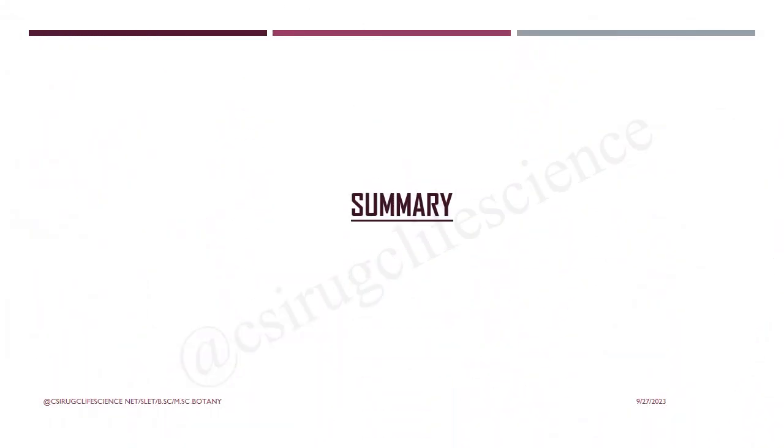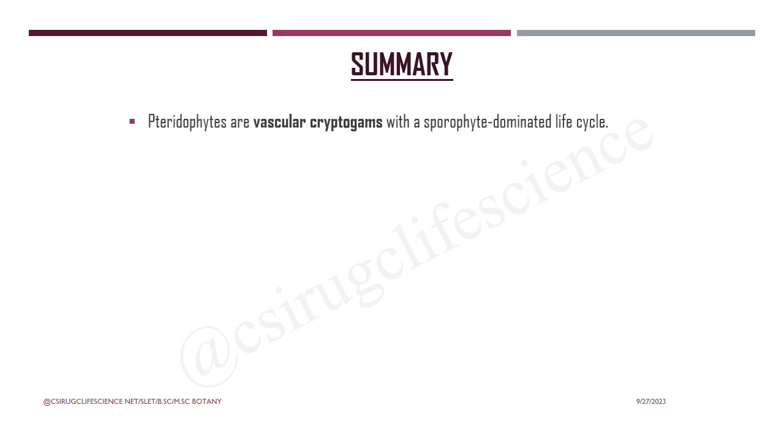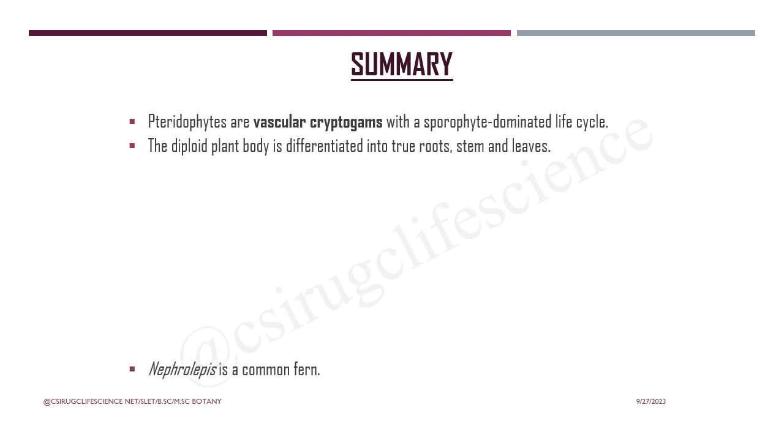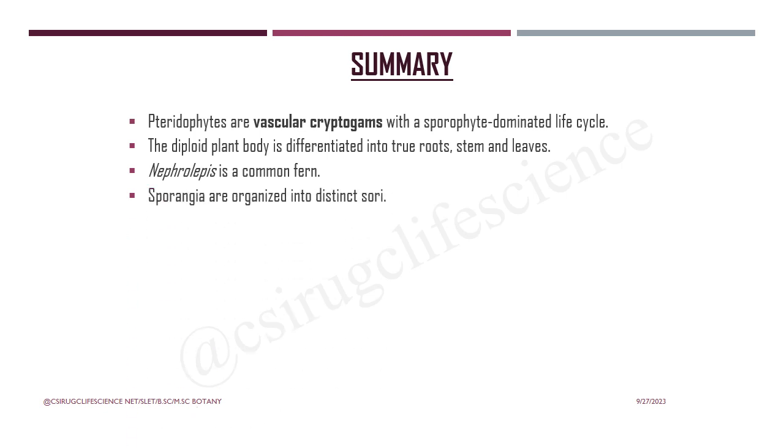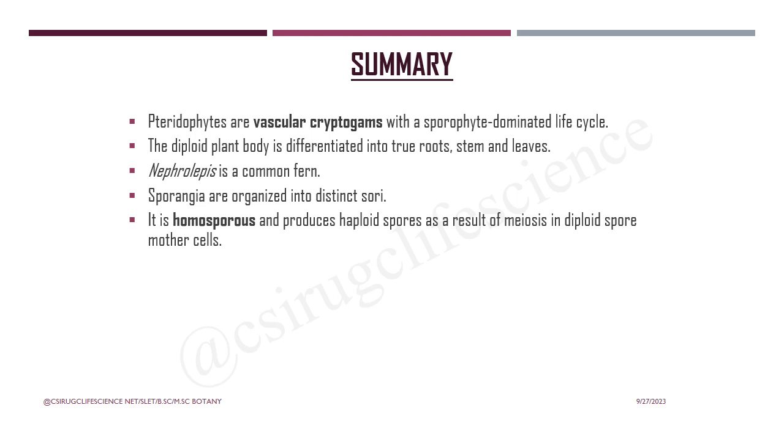So this is the summary of this whole chapter. Pteridophytes are vascular cryptogams with a sporophyte-dominated life cycle. The diploid plant body is differentiated into true roots, stem, and leaves. Nephrolepis is a common fern. Sporangia are organized into distinct sori. It is homosporous and produces haploid spores as a result of meiosis in diploid spore mother cells.